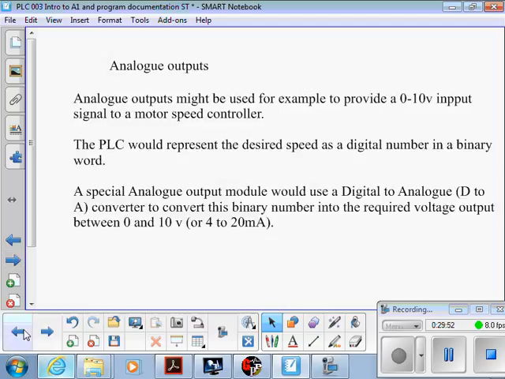Okay. Are you all reasonably happy with that coverage of different input types, analog and digital inputs and outputs? Yeah?